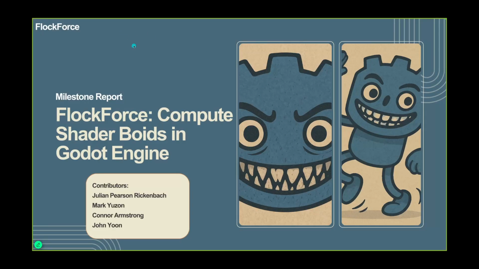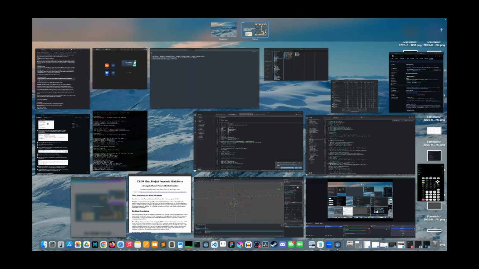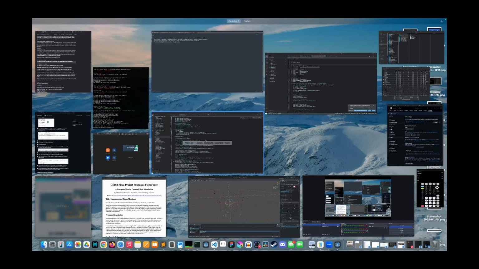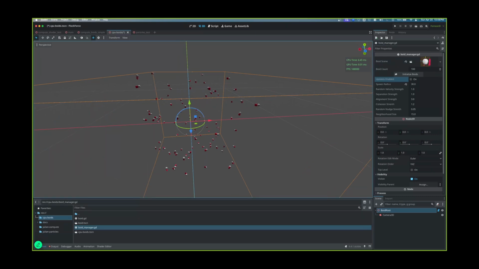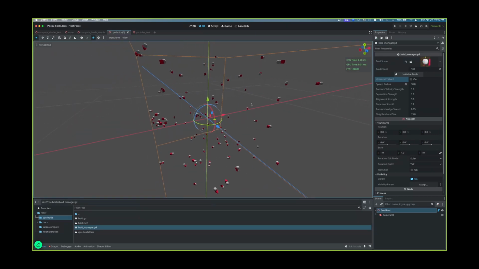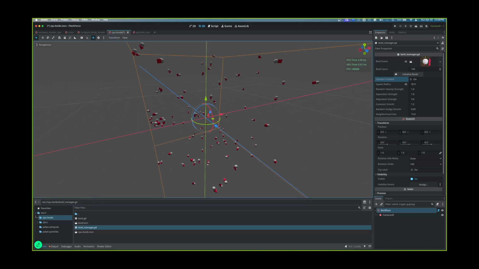So we are FlockForce. We're doing a compute shader Boid simulation using the Godot engine. I'll first show the program that we got running this week. This is a CPU-based Boid simulation, so we're doing all the calculation of velocities on the CPU.